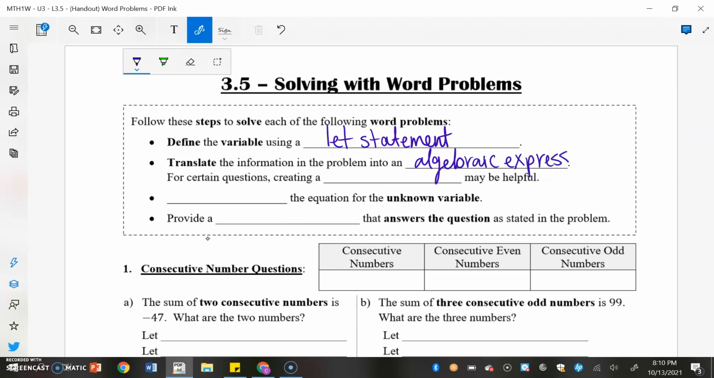For certain questions, creating a diagram or a picture of the situation might be helpful. Next, we're going to be simplifying the equation for the unknown variable. And lastly, we're going to provide a concluding sentence that answers the question as stated in the problem. So a concluding statement, or sometimes we call it a therefore statement.